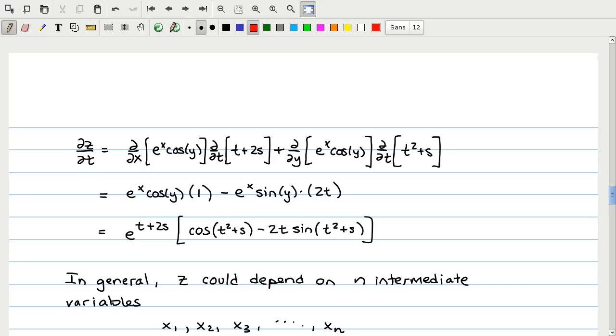The story is very similar. To take the partial derivative of z with respect to t, I've plugged in exactly the same things here, except I have changed my partial derivatives to t instead of s at the end, and I get very similar things. I then replace again my x's with the original definition of x, and my y's with the original definition of y. And I plug that in to get something that only depends on t and s.